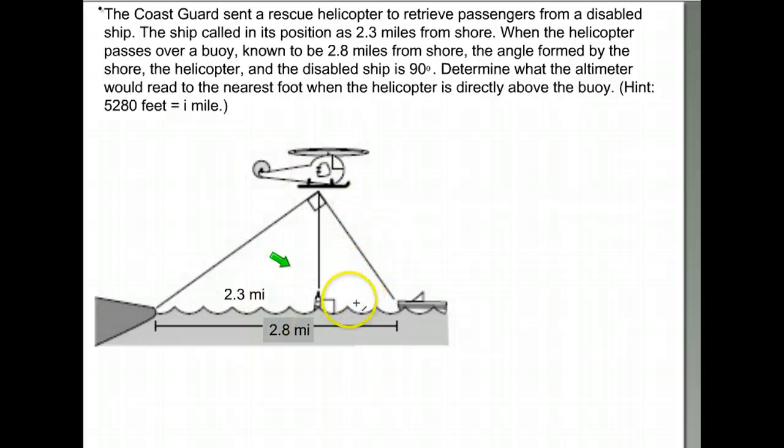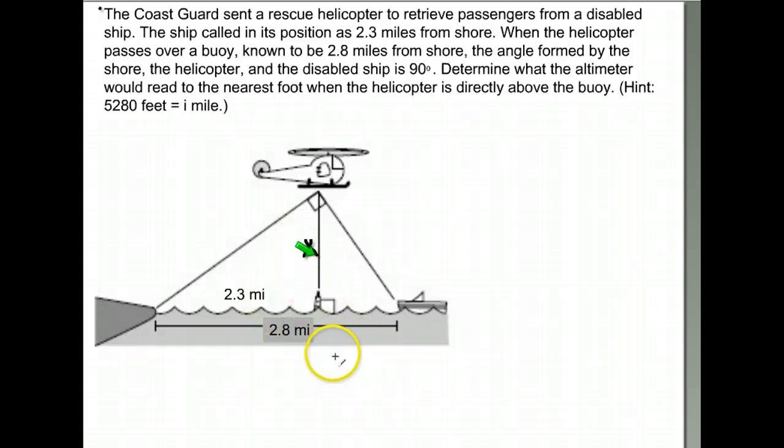Before I separate them into individual drawings, one thing I want to do is fill in any information that I can. I really don't know this, this is what I want to find. That's my X. So I'm going to go ahead and label that as X before I split off into my individual pictures.